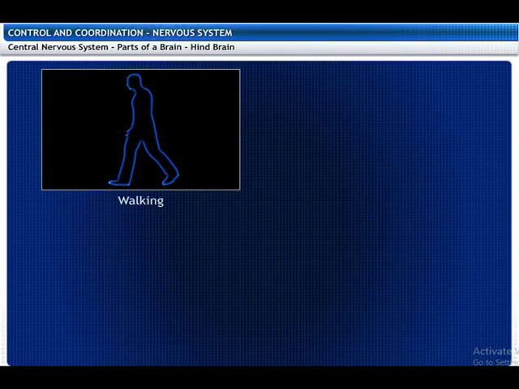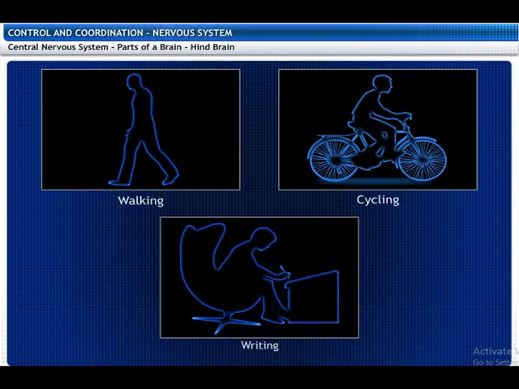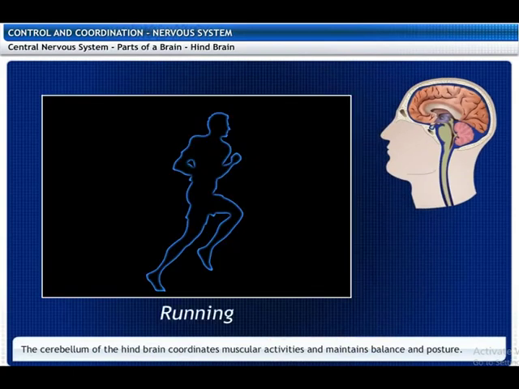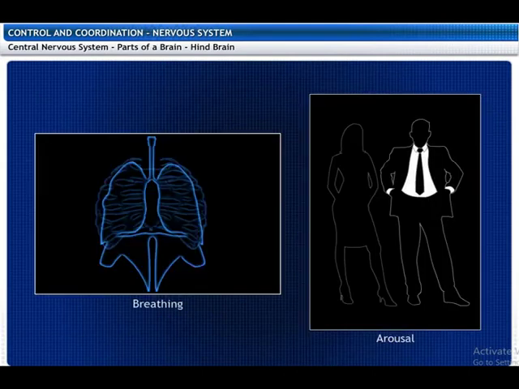Now, what about activities like walking in a straight line, riding a bicycle, and picking up a pencil? It is the cerebellum of the hindbrain that coordinates all these muscular activities and maintains balance and posture. The next part is the pons that carries the impulses between the cerebellum and cerebrum. It controls arousal and regulates respiration.